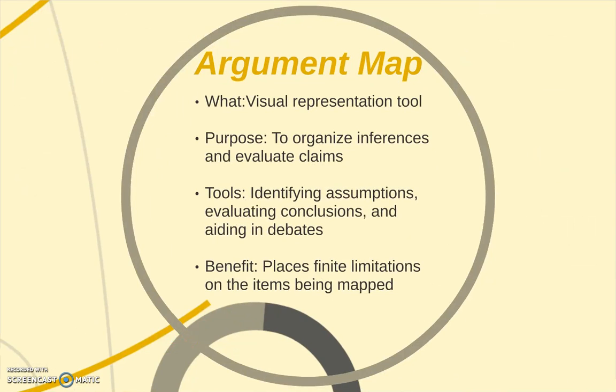An argument map is a visual representation tool, and its main purpose is to organize inferences and evaluate claims based on evidence and experience. It is useful for engaging in critical thought and can be used for identifying assumptions, evaluating conclusions, and aiding in debates. The benefit of argument mapping, as opposed to mind mapping, is it puts finite limitations around the items being mapped, because eventually all reasons have to be grounded, whereas mind map connections can potentially go on forever.